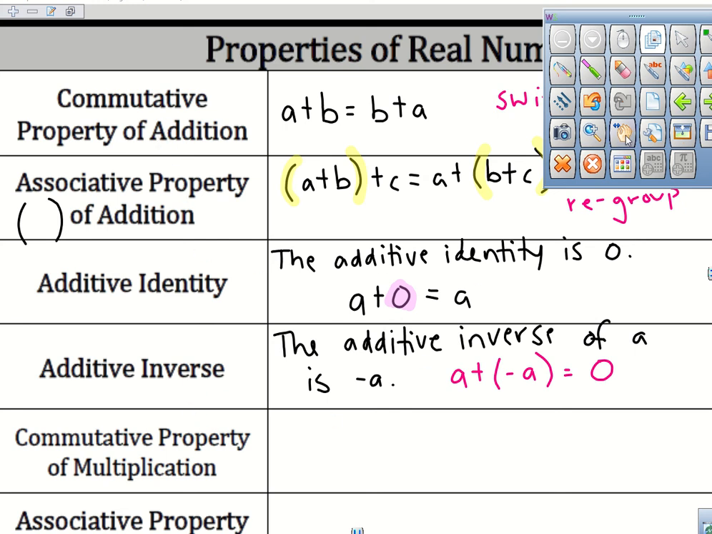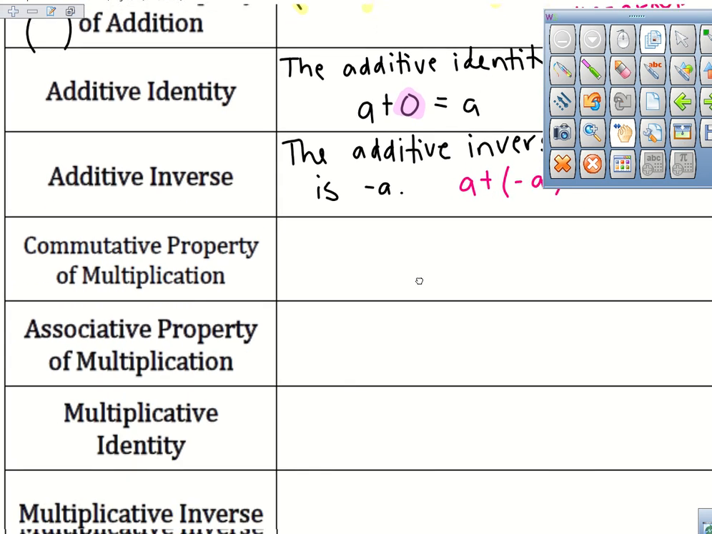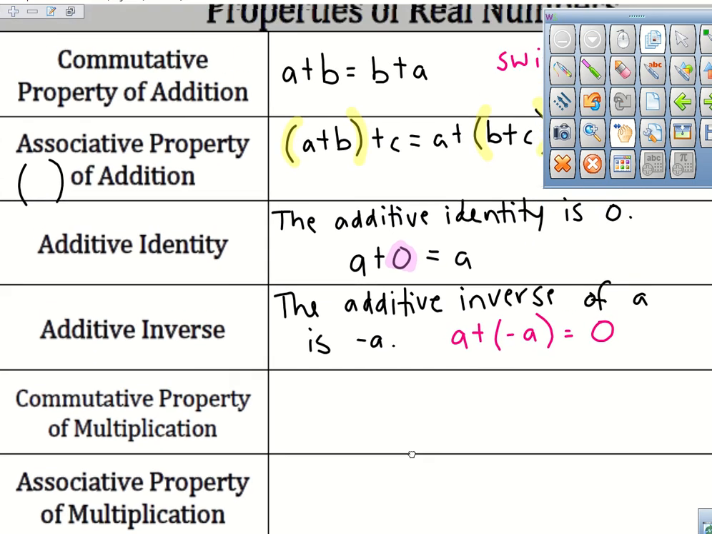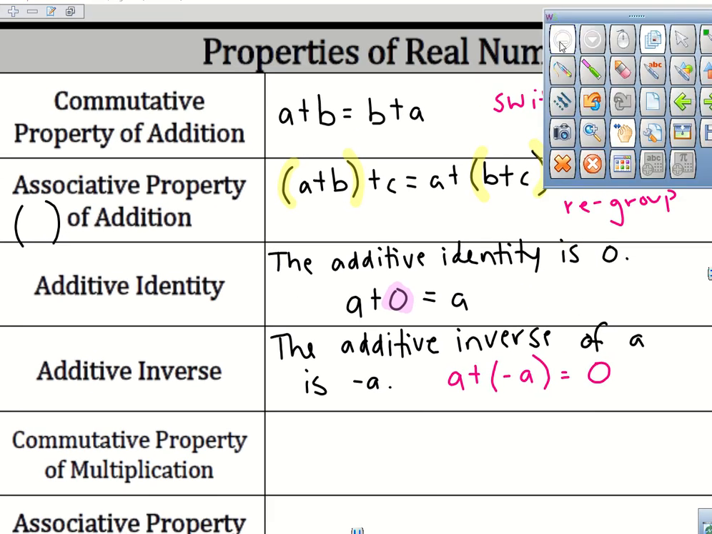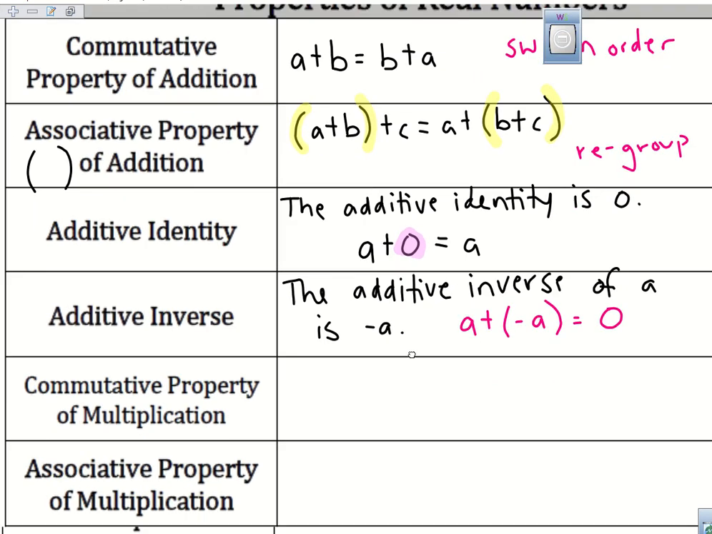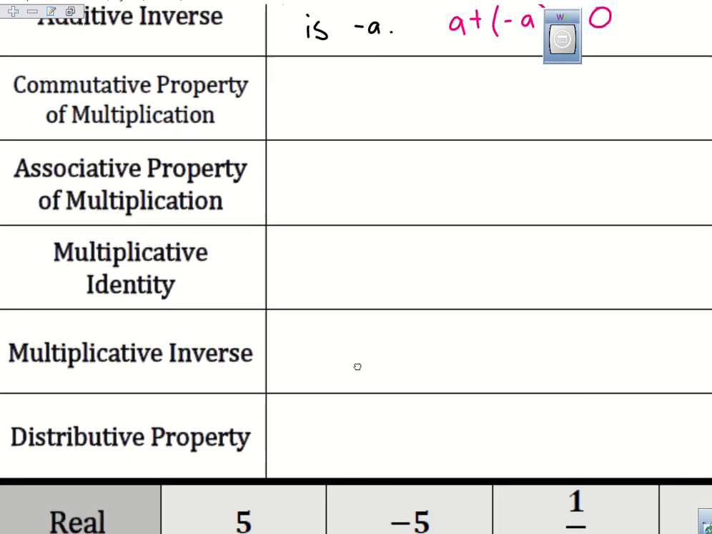The bottom half of our table is properties of multiplication. Very similar. So commutative property of addition, we switched order. Commutative property of multiplication, we're going to be doing the same thing. We're going to be switching the order. It's just going to be multiplication now. So I want you guys to write A times B equals B times A. Commutative property, I'm just switching the order. Okay, I'm going to write that again, switch order.